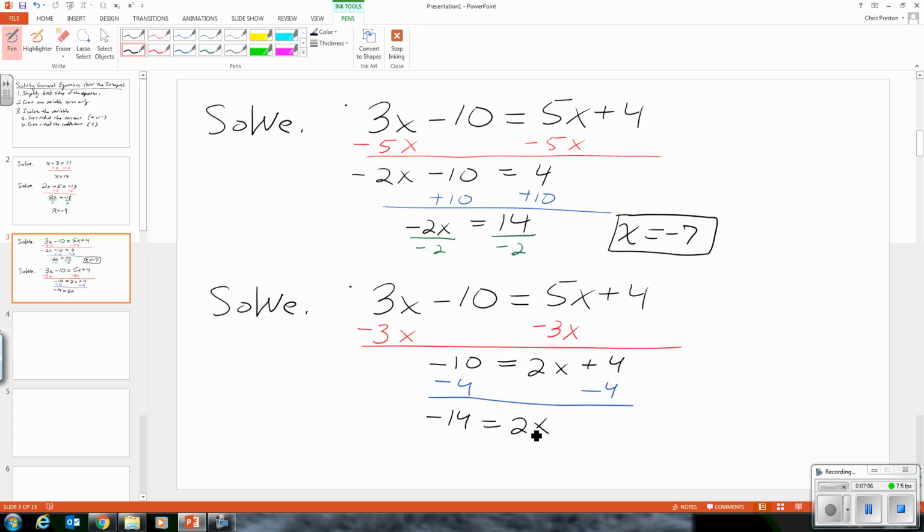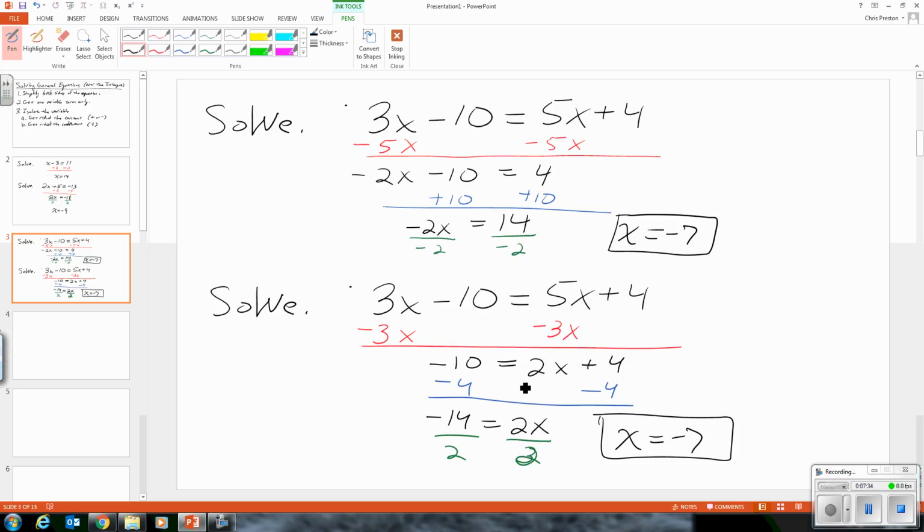Now I want to get rid of this multiplier of 2. Since it's a multiplier, I'm going to divide by 2. And so that will give me x equals negative 14 divided by 2, which is negative 7. The exact same answer. So whether you get rid of the term on the right or you get rid of the term on the left, you should get the same answer both ways.